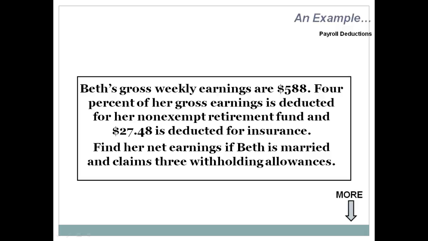Beth's gross weekly earnings are $588. 4% of her gross earnings is deducted for her non-exempt retirement fund, and $27.48 is deducted for insurance. So it says non-exempt, so she's going to have to pay tax on that. So find her earnings if she's married and claims 3 withholding allowances.